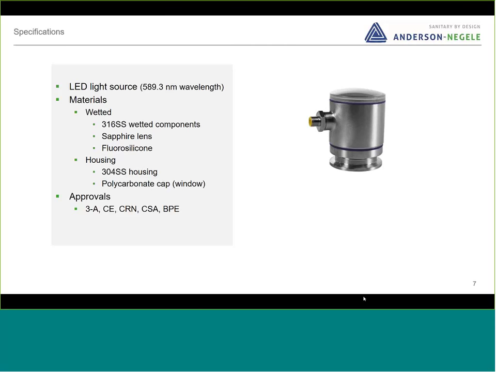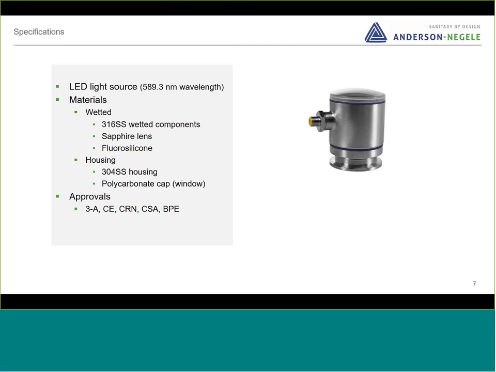Materials from the wetted side: 316 stainless steel for the fitting. It has a sapphire lens and a fluorosilicone seal to the lens. For the housing, 304 stainless steel, and either a polycarbonate cap, which has a translucent ability to it, or we do offer a stainless steel cap. There is a reason why you may want that plastic cap. If you're wondering why you'd want plastic, it's that you can get a status light from this device.